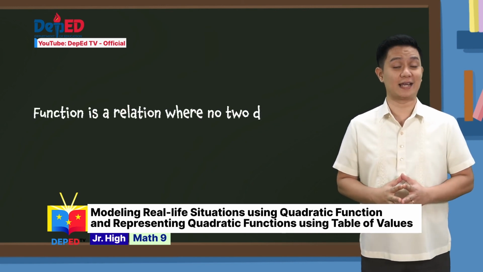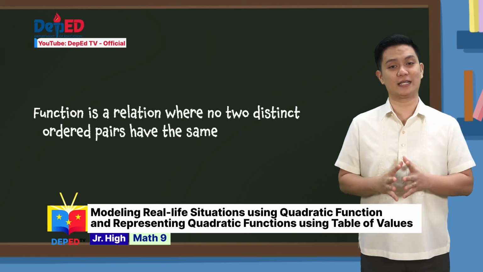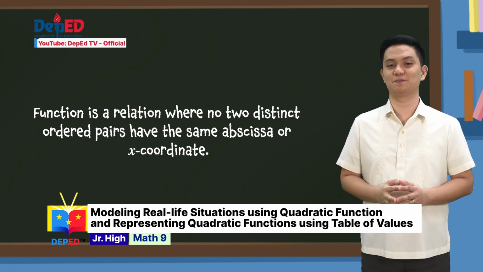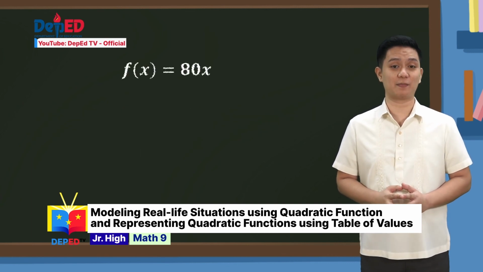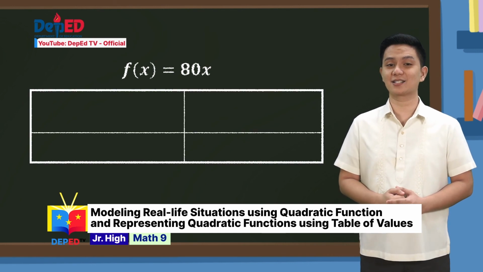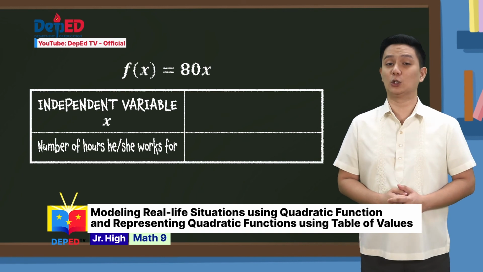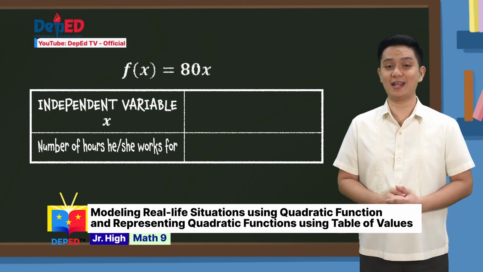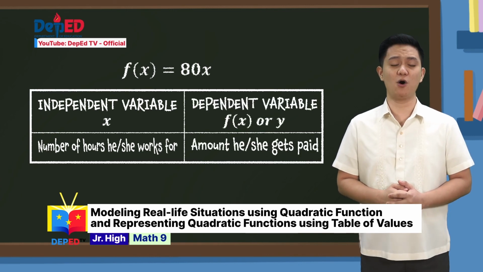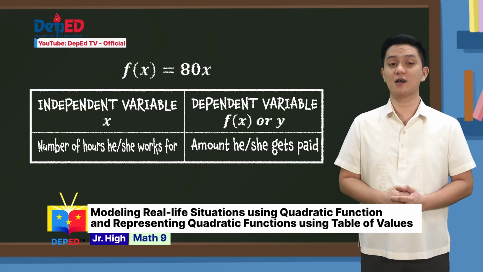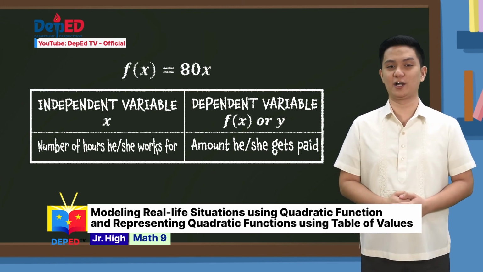Recall that a function is a relation where no two distinct ordered pairs have the same abscissa or x-coordinate. The function can be described by the equation f(x) = 80x, where x refers to the number of hours your friend works for. The variable x is called the independent variable. Suppose y = f(x) refers to the amount your friend gets paid. Then, y is called the dependent variable.